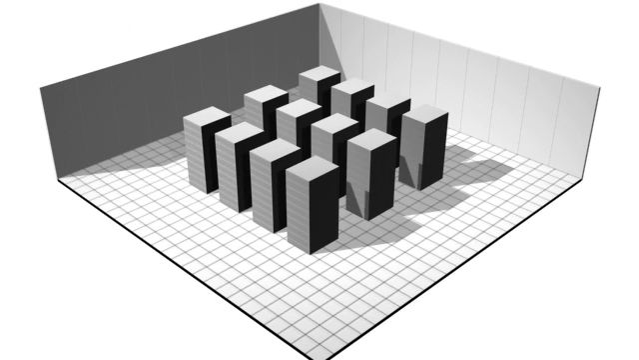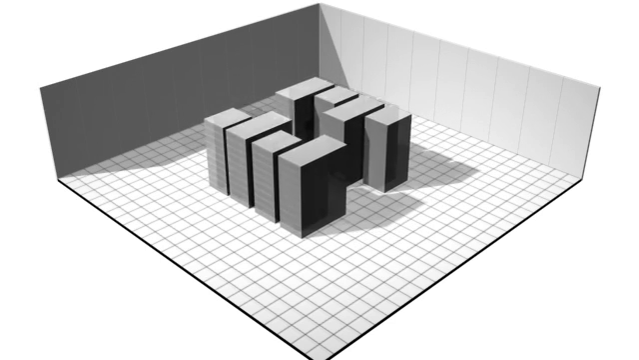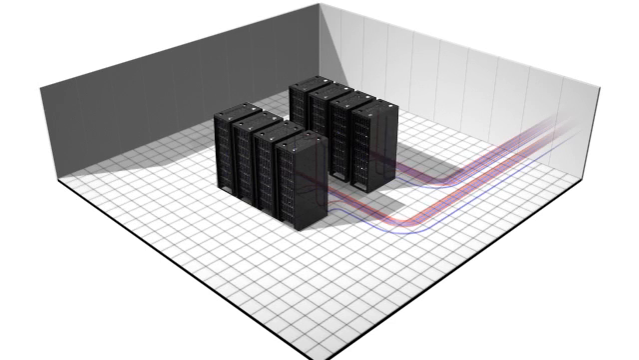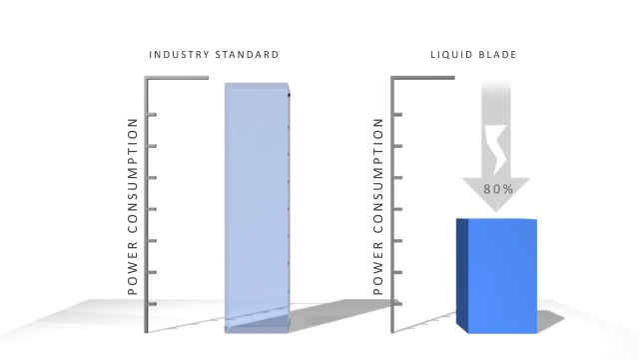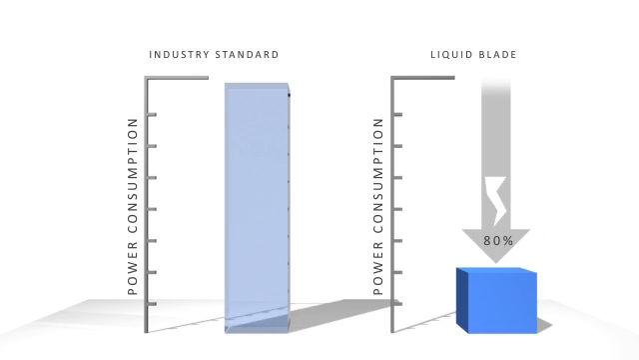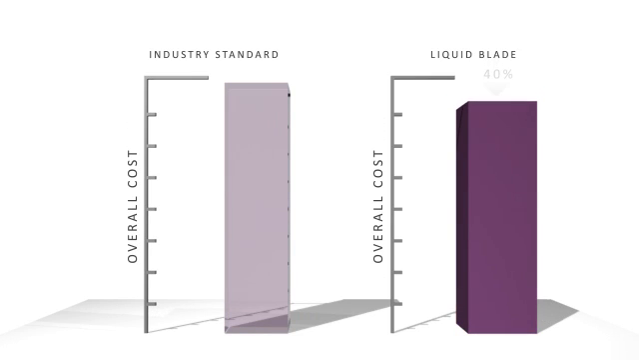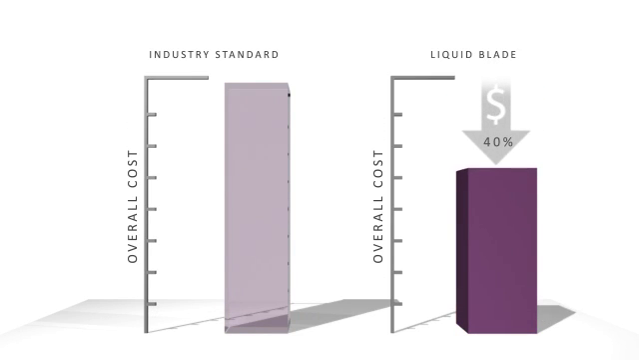Because the space needed for liquid flow is several orders of magnitude less, a Liquid Blade data center will occupy 30% less space than an air-cooled solution. Running cooler means running longer, more reliably, and more efficiently. In fact, when compared to traditional data centers, Liquid Blade servers can reduce the energy cost to cool the data center by more than 80%, resulting in a total cost of ownership savings potential of 40% or more.